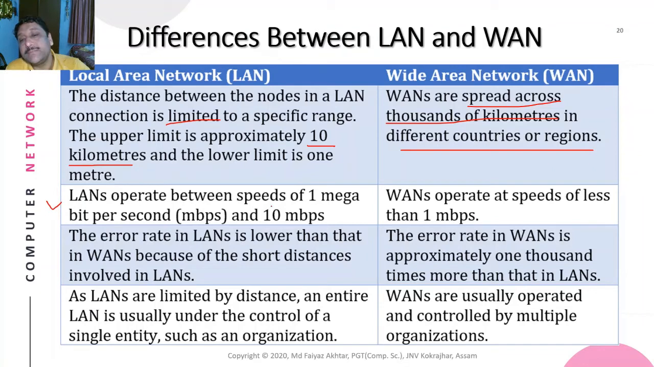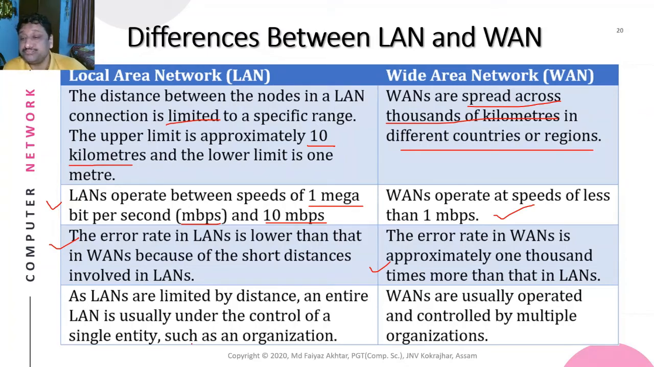Okay, LANs operate at speeds of 1 Mbps to 10 Mbps. We can get speed up to 1 Mbps to 10 Mbps. And WANs operate at a speed of less than 1 Mbps. Its speed is lesser in comparison with the LAN. The error rate in LANs is lower than the error rates in WAN because of the short distance involved in LAN. And the error rate in wide area network is maximum. The error rate in WAN is approximately 1000 times more than the LANs.